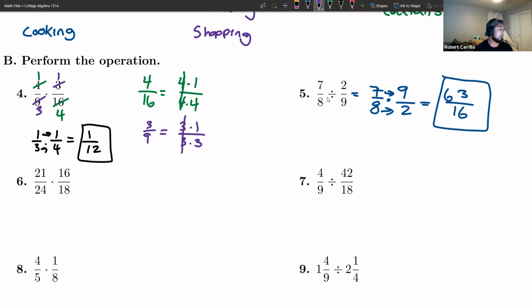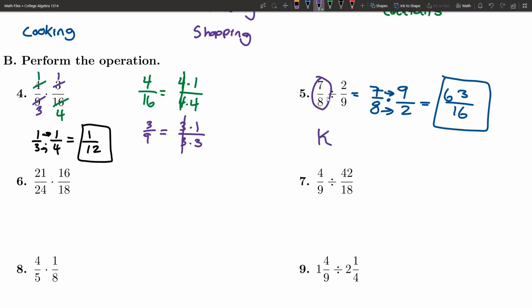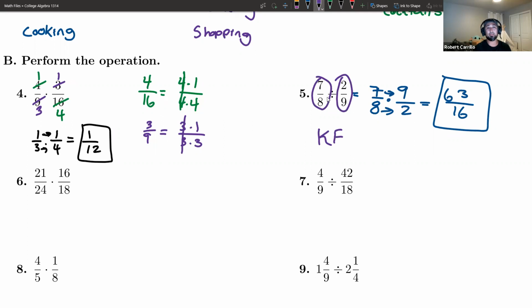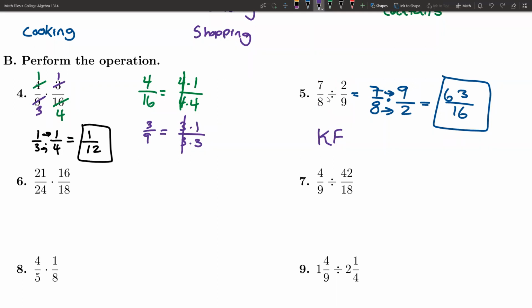All right. Another way to remember this method is the way I like to say it. So whenever you divide by a fraction, we know that you multiply by the reciprocal. So what we do in this process is we keep the first fraction, and then we flip the second fraction. And then the last thing you do is you change division to multiplication.